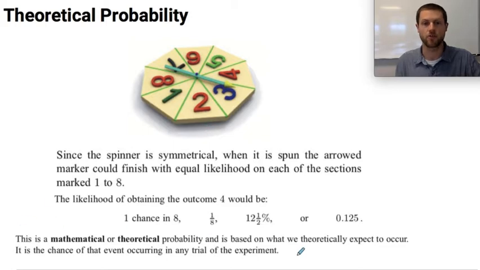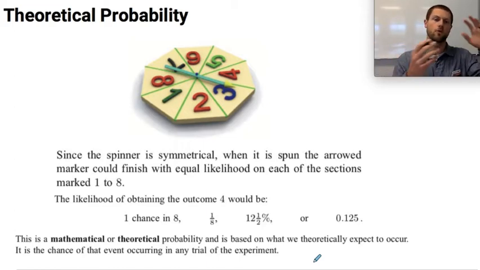This is a mathematical or theoretical probability, and it's based on what we theoretically expect to occur. So it is the chance of the event occurring in any trial of an experiment. So it doesn't mean that it will. That just means that is the chance of it happening, 1 out of 8. It doesn't even mean that if you were to do it 8 times, you would definitely land on it once. It's just the theoretical probability of this happening. So sometimes we actually would need to perform the experimental probability many times in order for it to approach that theoretical probability.